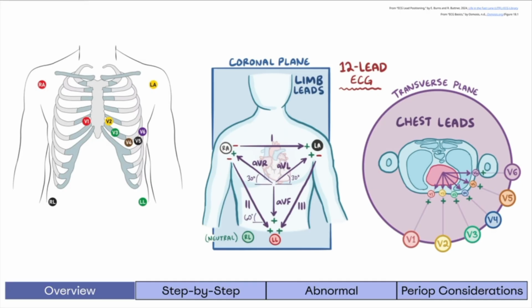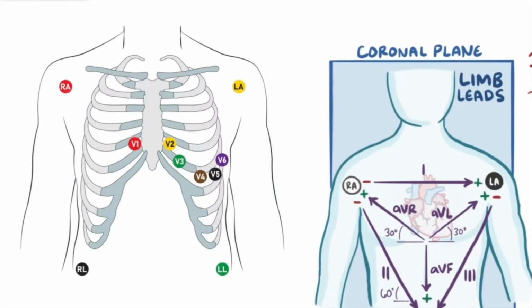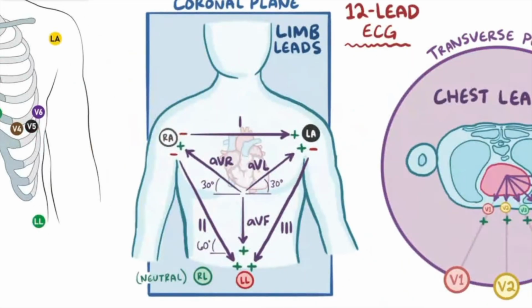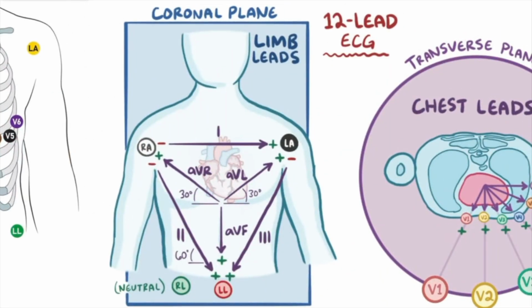A 12-lead ECG gives us multiple views of the heart's electrical activity from different angles. Each lead is essentially a camera looking at the heart from a different direction, showing the same electrical activity from different perspectives. The 12 leads include 4 limb leads and 6 precordial or chest leads. The limb leads produce leads 1, 2, 3, AVR, AVL, and AVF on the ECG.